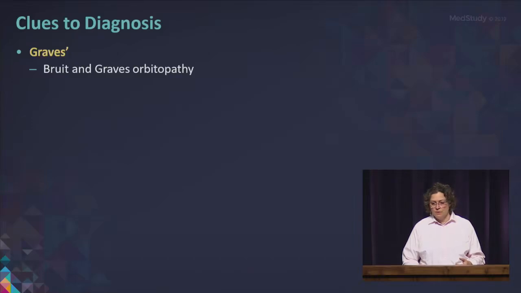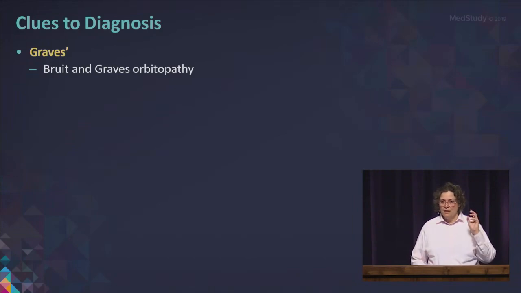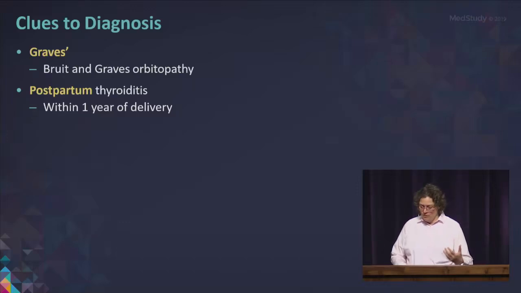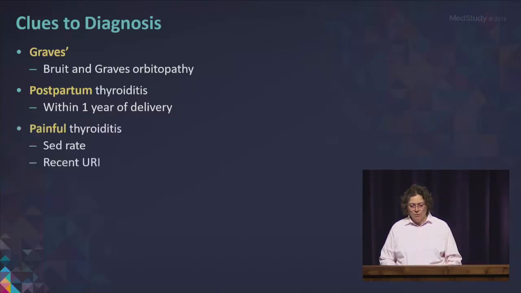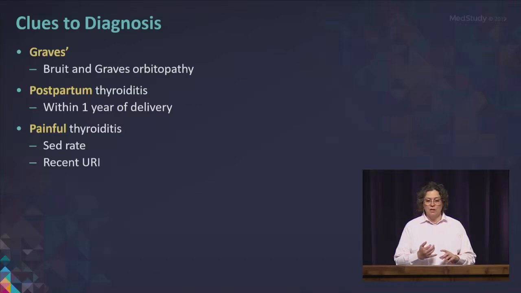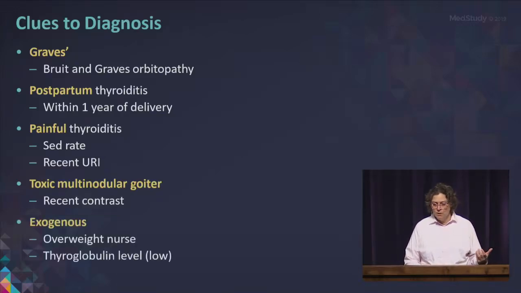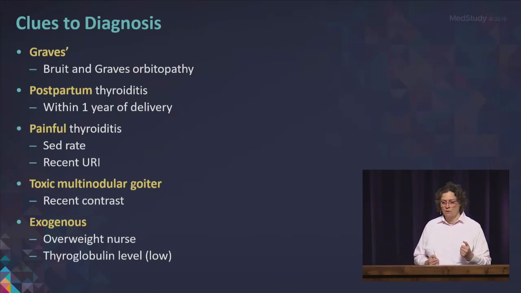So clues to diagnosis. If you have hyperthyroidism with bruit and or Graves' ophthalmopathy, that is Graves' disease. If it is within 1 year of delivery, it's generally a postpartum thyroiditis. If it is painful, we're looking at a painful thyroiditis, you can get a high SED rate and you're looking for a recent viral infection. Toxic multinodular goiter, again in that context of recent contrast or amiodarone use. And exogenous, they give the case of the overweight nurse. So someone who has access to thyroid hormone, they're trying to lose weight because it does help with weight loss. It's just not sustainable and it's not worth the risk-benefit profile.